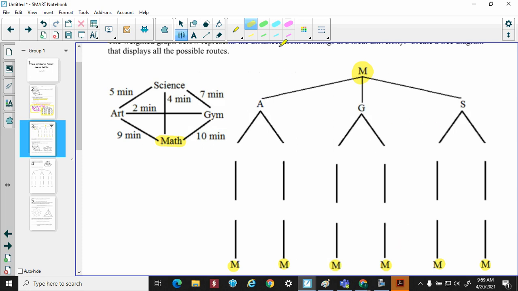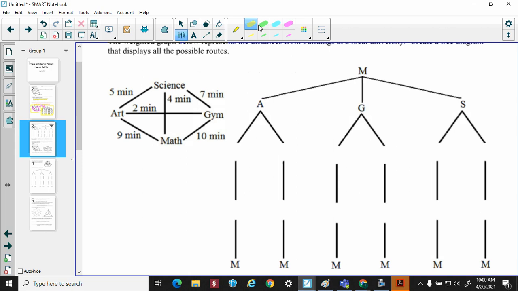Now, just looking here, starting at math, notice how in our tree diagram, it branches in 3 directions. The reason it branches in 3 directions is because if you go to the graph, you could either go to the gym, you could go to science, or you can go to art as your first destination. Every time you have a choice, your tree is going to branch off.